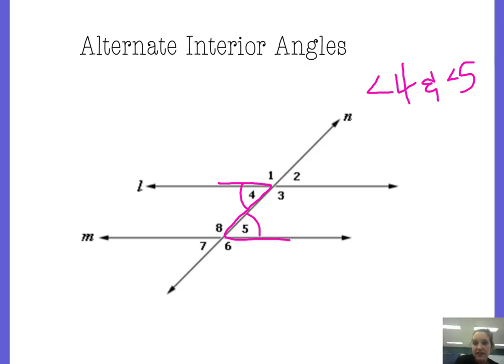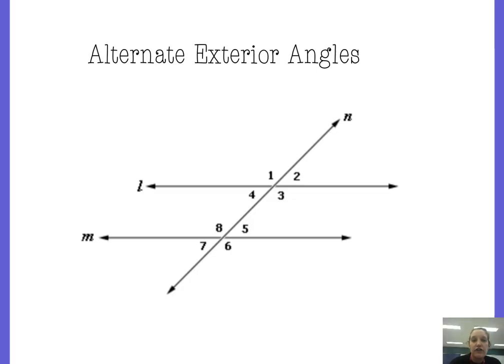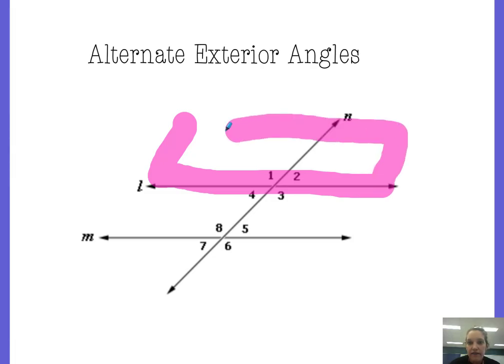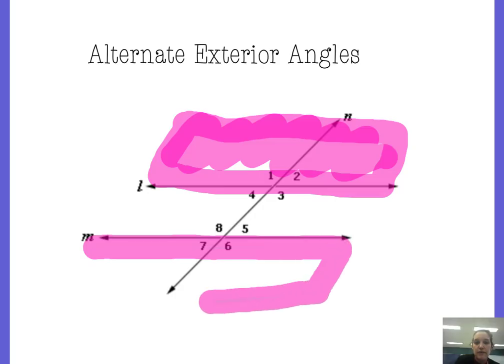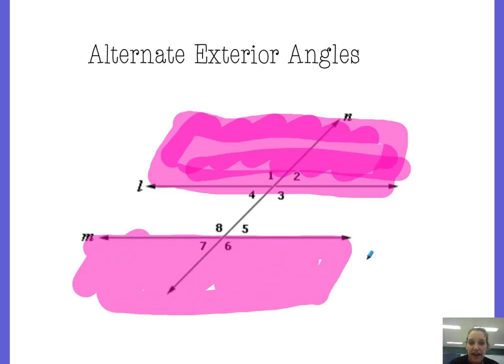And then if I draw the Z the other way, angle 3 and angle 8 are alternate interior angles. Okay, the next one is alternate exterior angles. So instead of talking about the interior of the two lines, I'm talking about the exterior of the two lines. So we're only talking about angle 1, 2, 7, and 6.